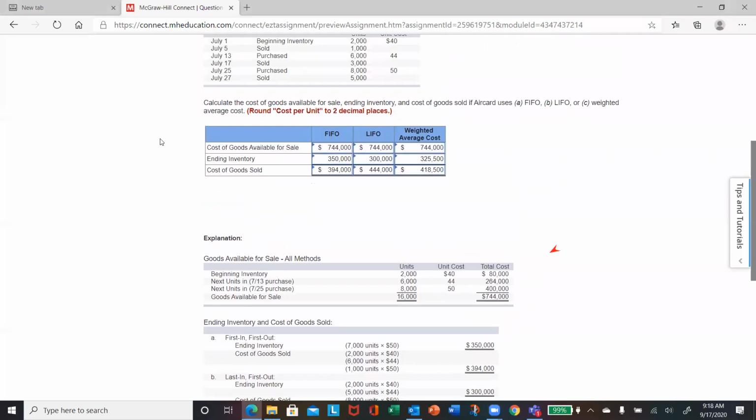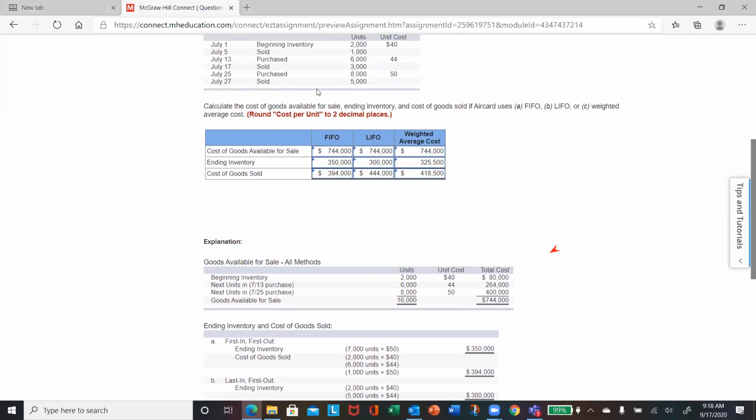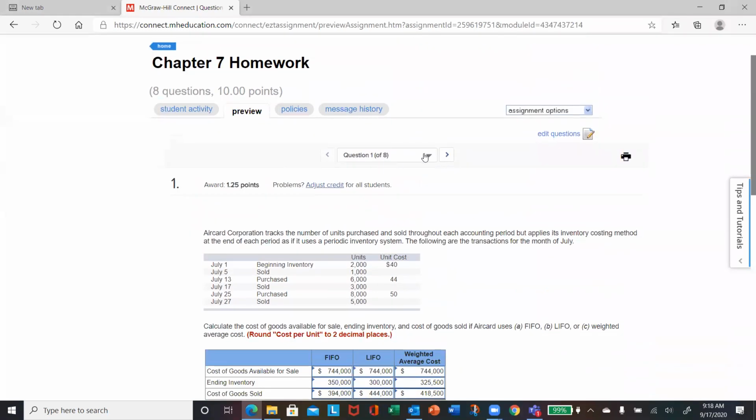And then, of course, up here, they go ahead and put the summary. Notice that everything in the first row is the same. The total cost is not going to change. And then you can go back and reference how the differences would be with ending inventory and cost of goods sold. Notice that weighted average will always be between LIFO and FIFO in terms of the totals. All right, so that's my comments on number 1 of 8.